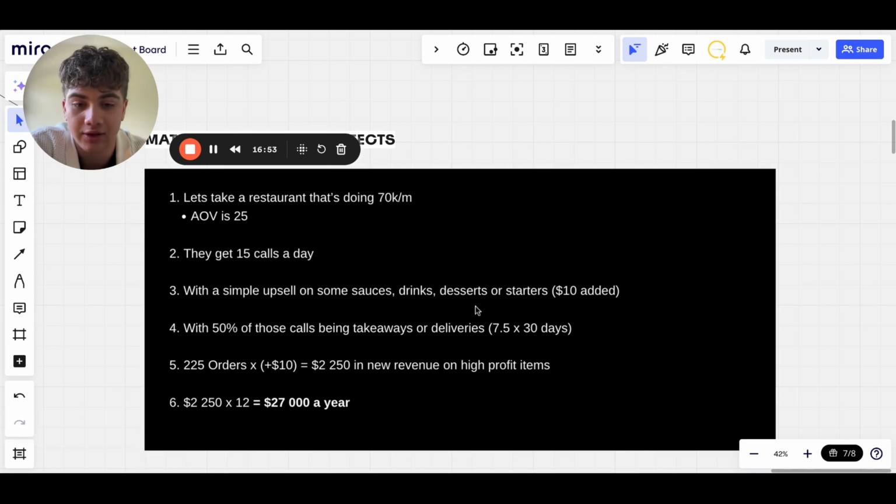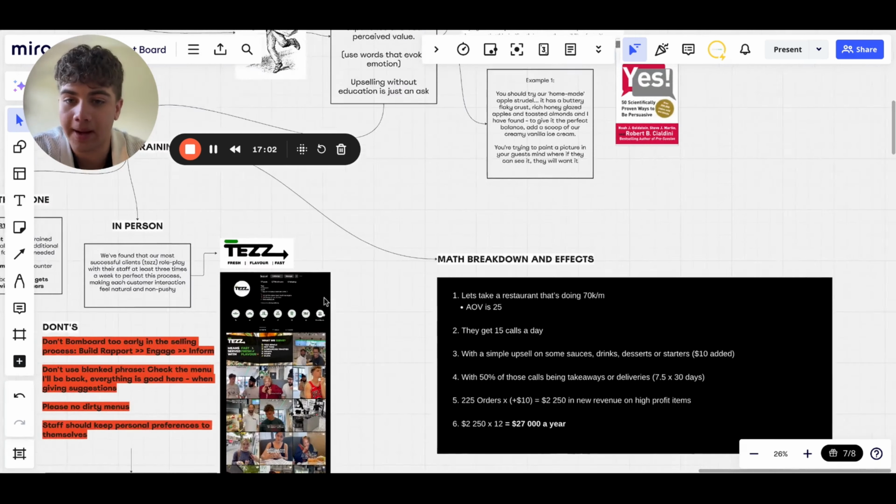And usually these things are like 50 to 70% markup, right? Which is obviously a lot more profit in a year. And that's only with $70,000 a month, and that's only with 15 calls a day. So just thought I'd paint that picture for you there.